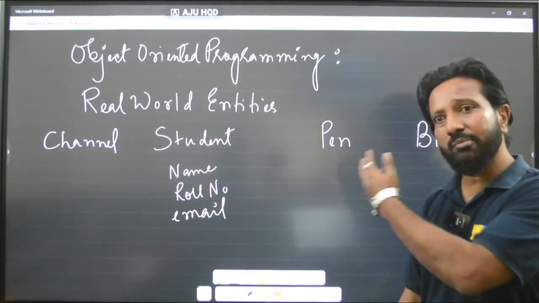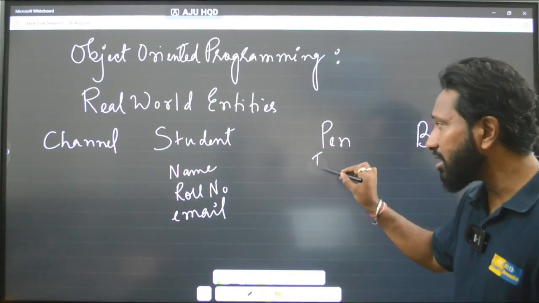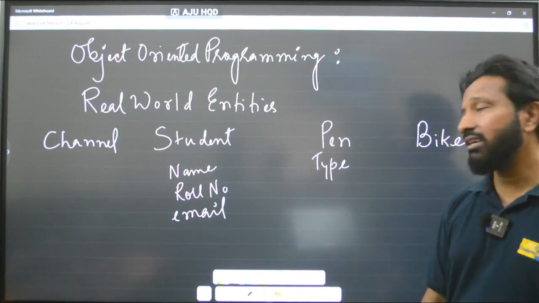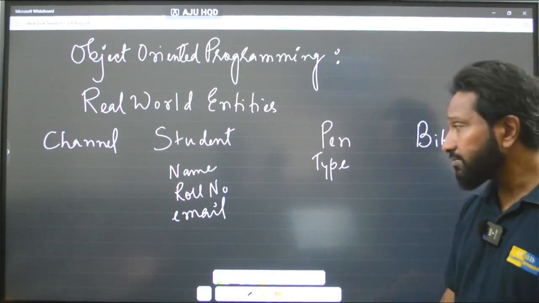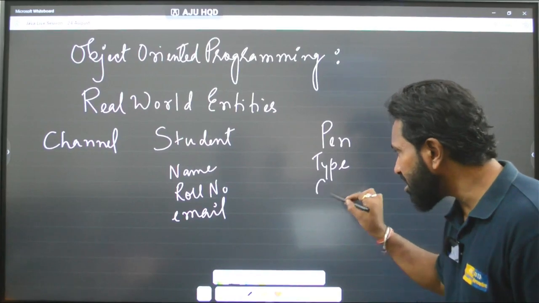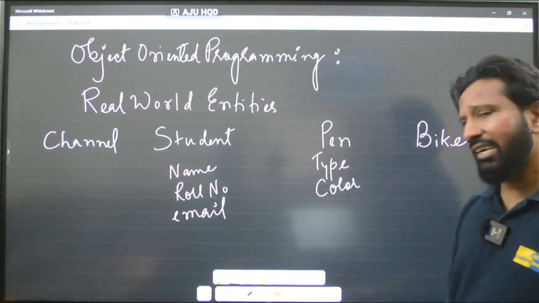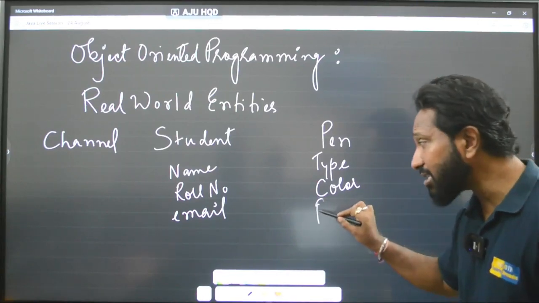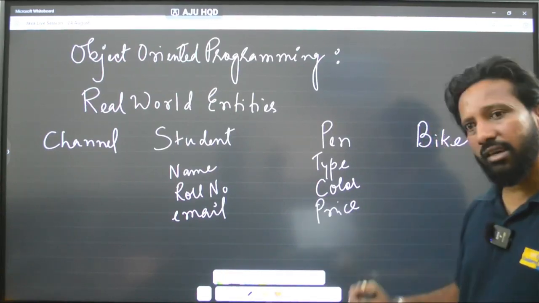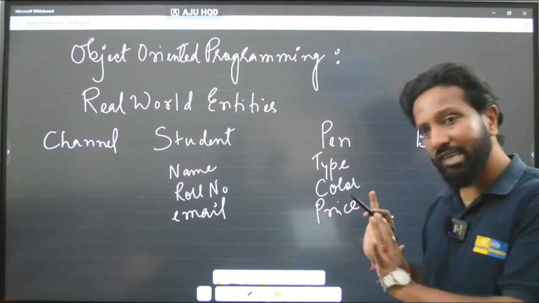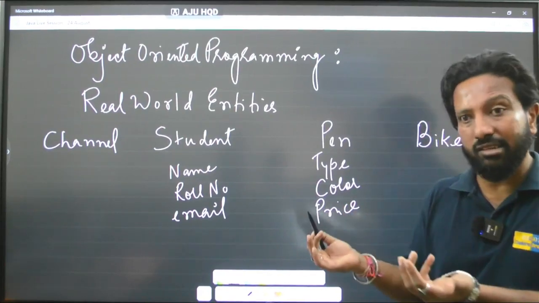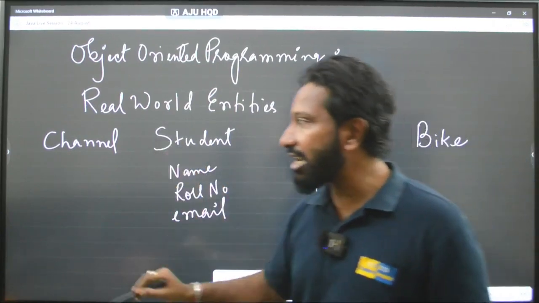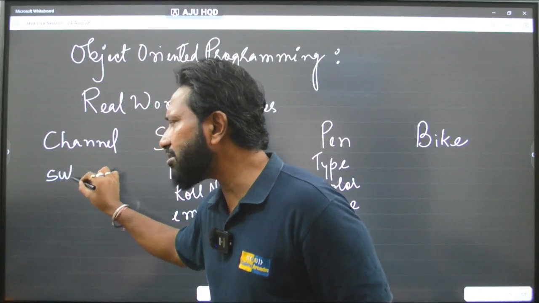Correct. In case of the pen, I will say type. It can be an ink pen, it can be a ball pen, it can be some other kind of pen. Correct. And then the color of the pen, red, black, blue, green, whatever it can be. And then the pen can have a price. Correct. I am just giving simple examples, guys, so that you can relate and understand. It is coming up in my mind and I am telling it. So in case of the channel, you can have the amount of subscribers.